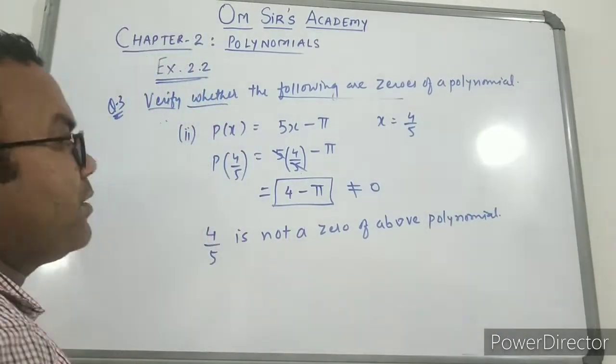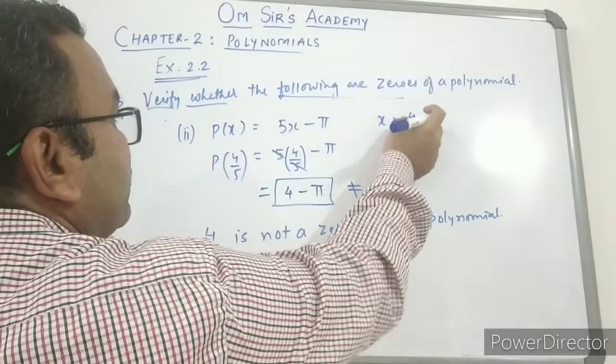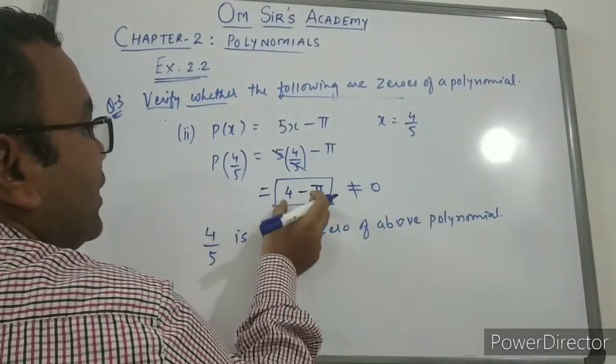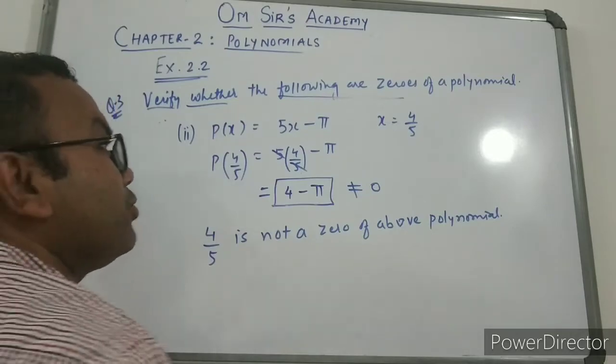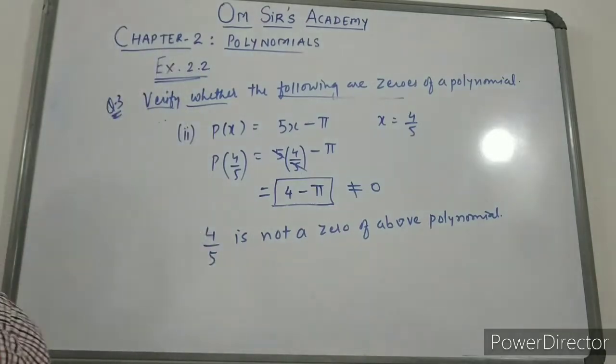So is it clear, friends? When we substituted 4 upon 5 instead of x, we got the answer 4 minus pi, which is not equal to 0. So it is not a zero of the polynomial.